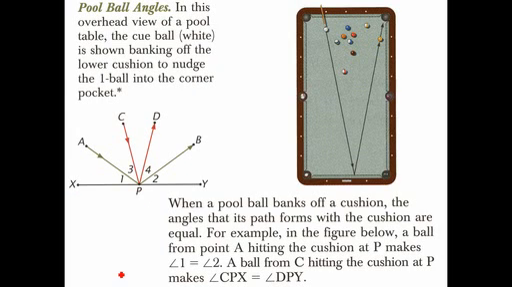Pool table. There's a little bit of physics involved here. When a pool ball banks off a cushion, the angles that its path forms are equal. So what they're telling you is that when you shoot a ball from A to bounce at P off to B, angle 1 would be the same measure as angle 2. Same thing if you bounce the ball from B up to D here, then CPX would be the same as DPY. It's just a physics law.